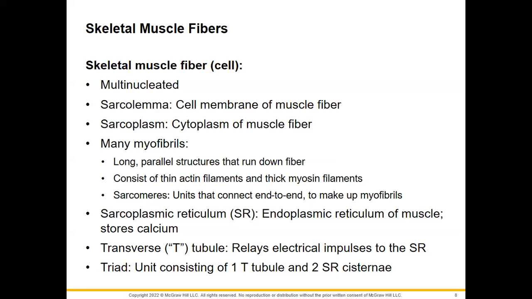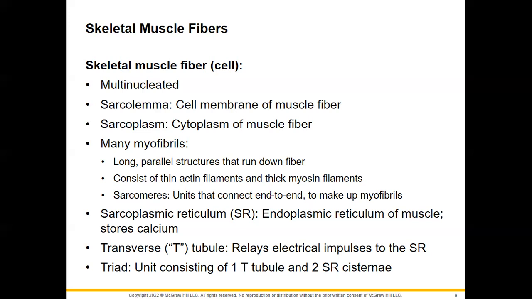So, each myofibril consists of thin filaments and thick filaments. So little fibers, some are thick, some are thin. The thin ones are called actin filaments. The thick ones are called myosin filaments. So thin is actin, thick is myosin.